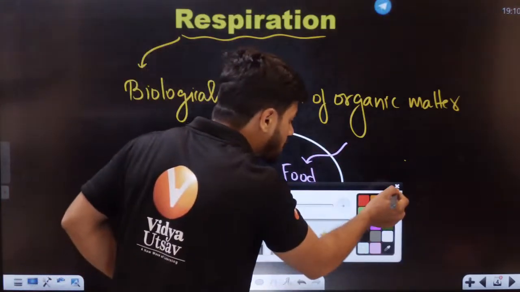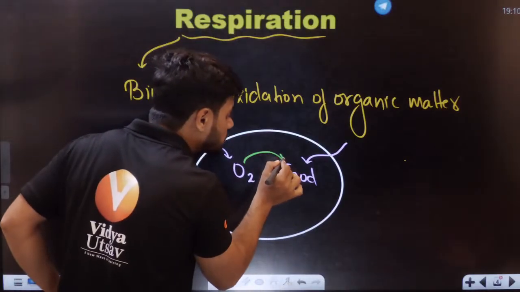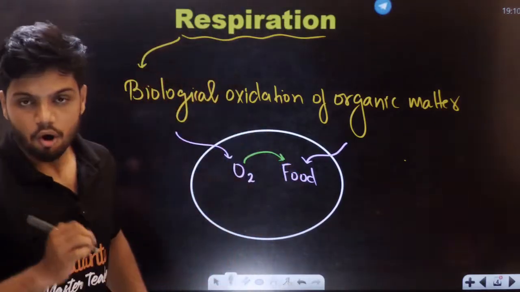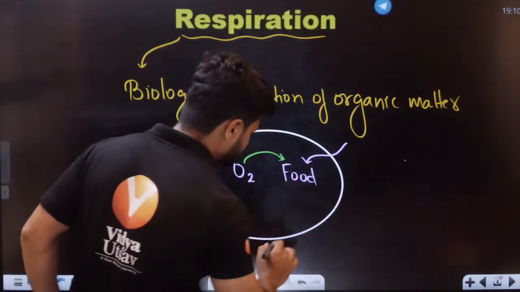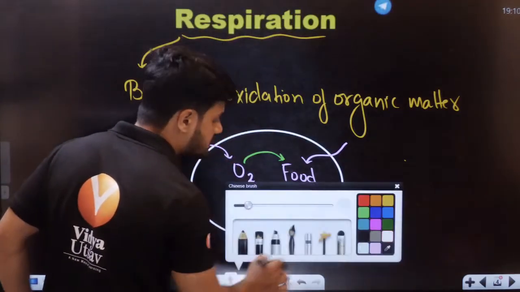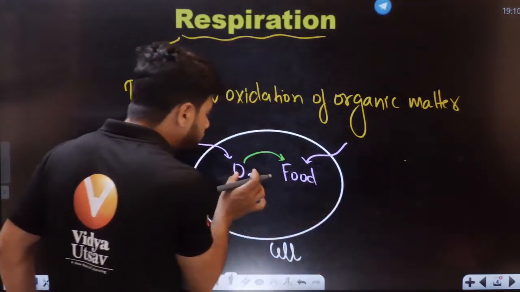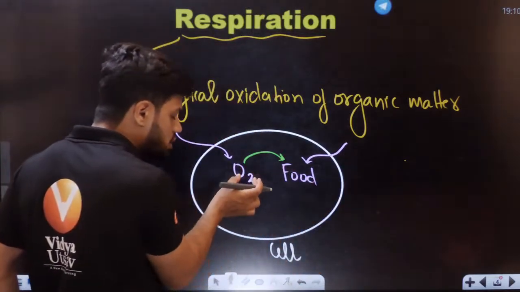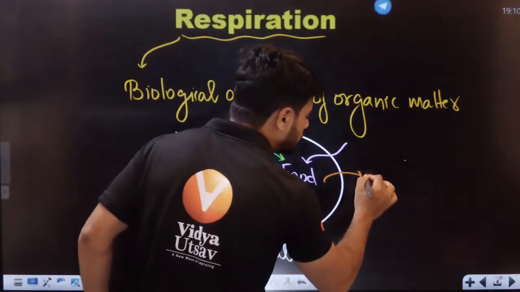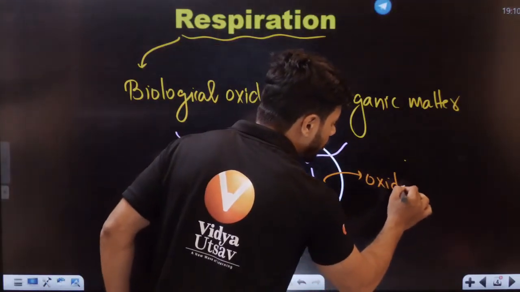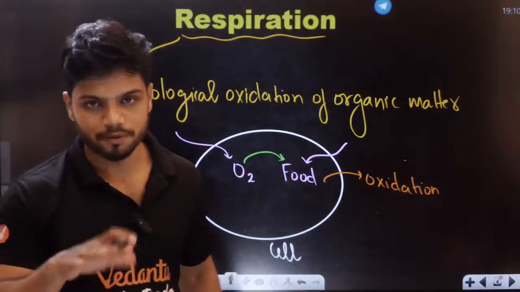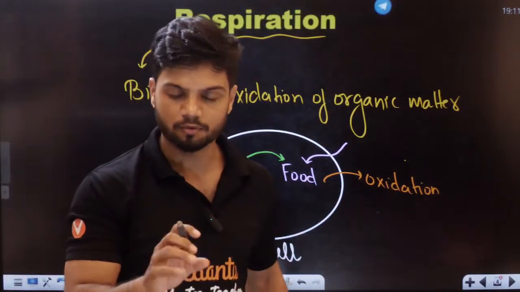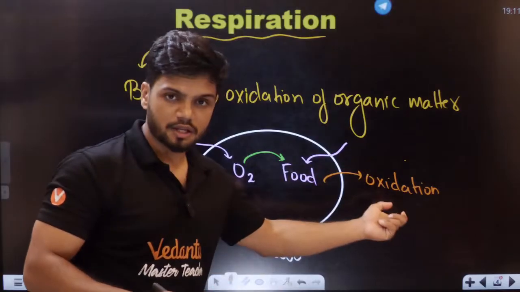Now this oxygen will act on the food. The oxygen which is entering inside a cell. This right here is a cell. All of you know what is a cell. Once the oxygen acts on the food, the food undergoes something called oxidation. Students, if you do not know what is oxidation, I will teach you today. Now it undergoes oxidation.